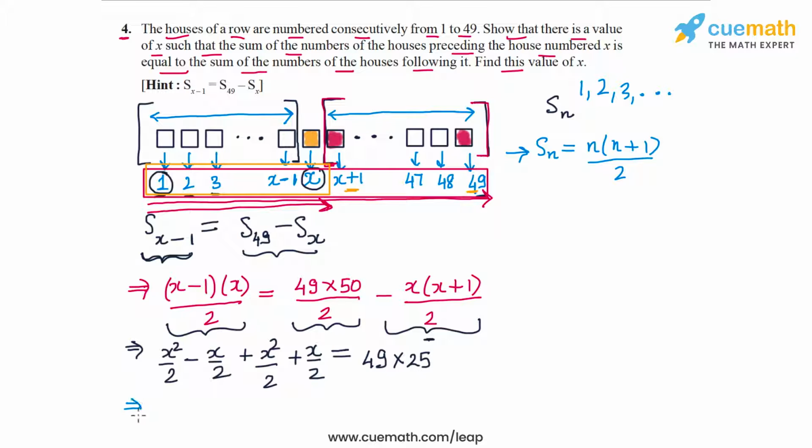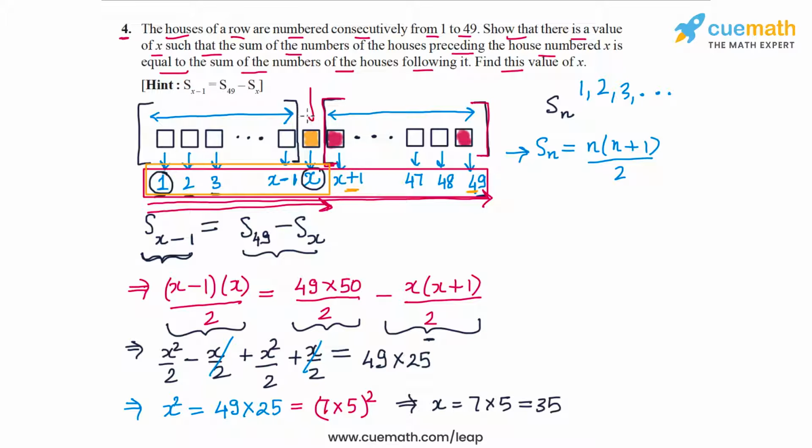Alright, now what are we left with? So the x by 2 terms cancel out, so we are left with x square by 2 plus x square by 2, which is actually simply x square. So x square is equal to 49 into 25, and we can see that 49 into 25 is actually a perfect square. It is the perfect square of 7 into 5. So x square is 7 into 5 whole square, and this means that x is equal to 7 into 5, or 35. So here's our answer now.